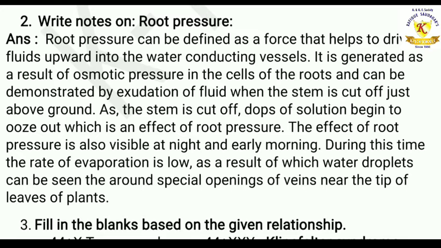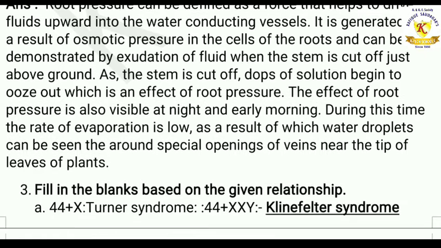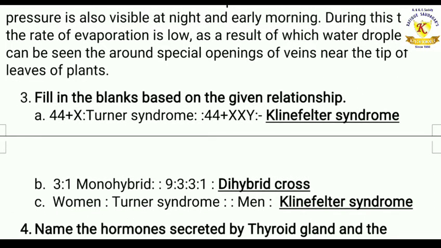The effect of root pressure is also visible at night and early morning. During this time, the rate of evaporation is low, as a result of which water droplets can be seen around special openings of veins near the tip of the leaves of plants. Understood? Question number 3. Fill in the blanks based on the given relationship.